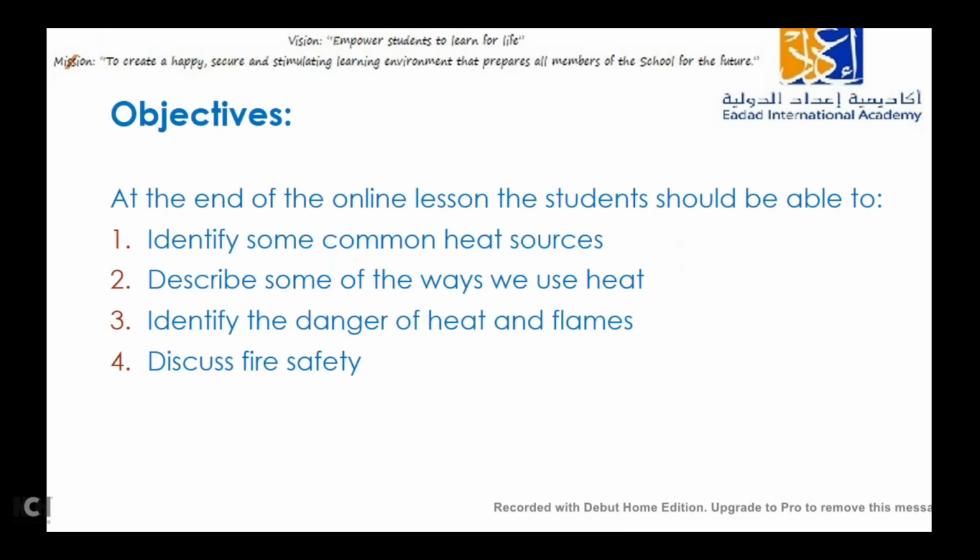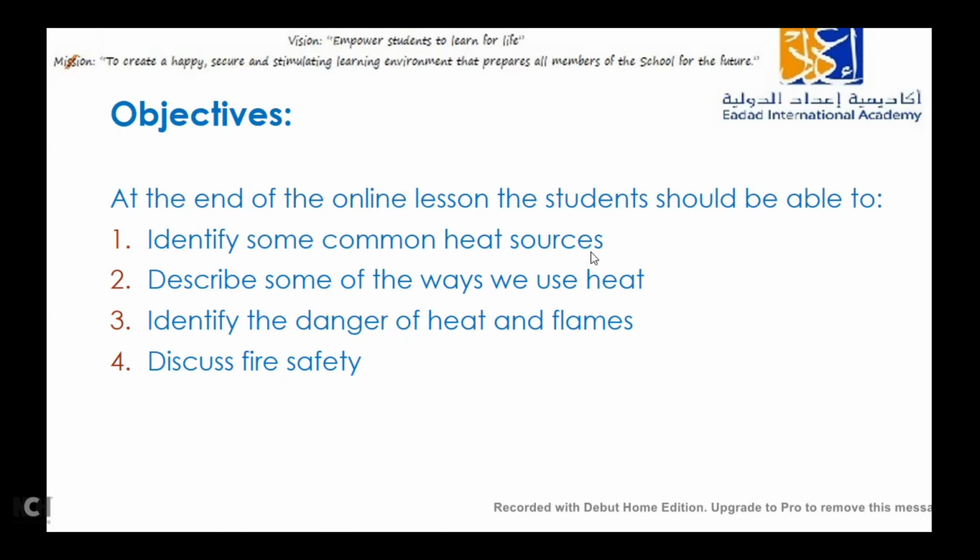For today's lesson, I want you to tell us where we get heat from. Because when we say source, it is a place where we get something from. So number one, you need to identify some common heat sources. Where do we get heat from? Number two, describe some of the ways we use heat. Heat is very useful to us. We need it every day. It's not something that we can just forget about or just leave. It's something that is with us every day and we need to use it. So give us some ways that we can use heat.